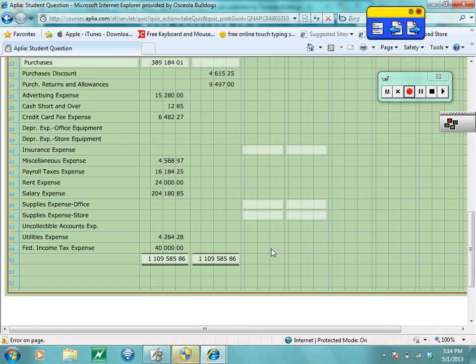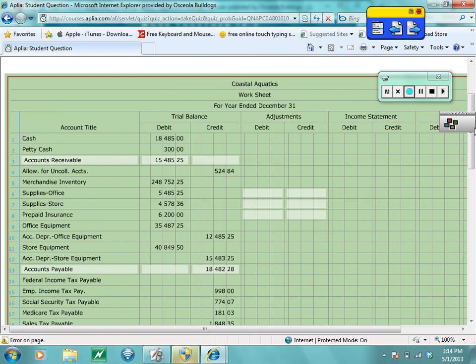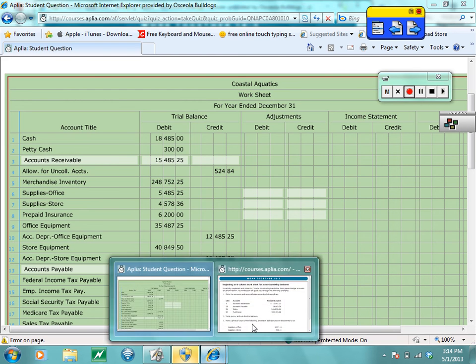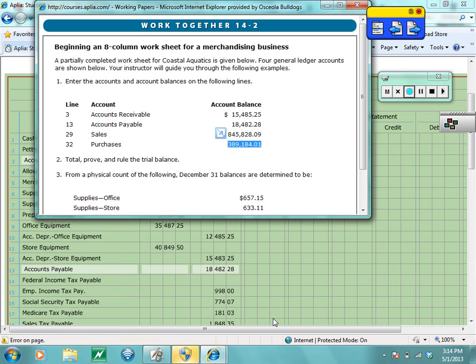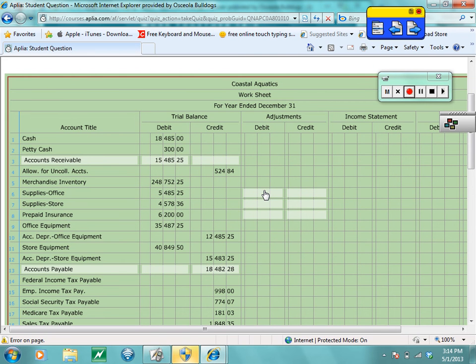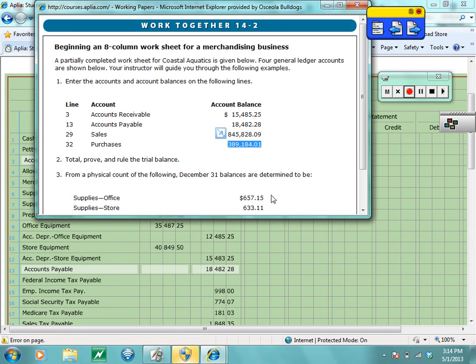Okay, that is for us to make our adjusting entries. If you had your book open like you should, or your instructions, it would read, from a physical count, the following December 31st balances are determined to be, what? Caleb. Instructions. What does supplies office have? And guess where that number goes? Actually, that number is the ending balance, and if it allowed you to, you would put it where? Which column? But it won't allow you to.